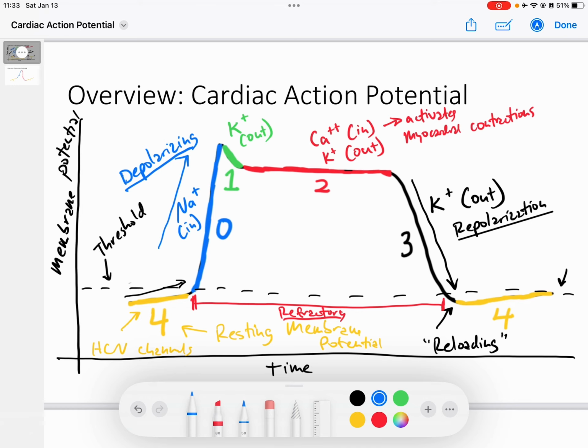So continue to our next video where we're going to talk about pacemaker potentials, because this is a cardiac action potential of a cardiac myocyte. Pacemaker cells of the SA node and AV node are a little bit different in the way they function. So I'm going to briefly go over that here in the next video, and then we'll go from there.